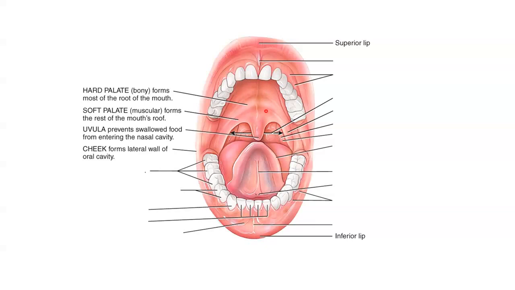The soft palate, which is the muscular, softer part of the roof of your mouth, and then the uvula, which is that hanging projection that when you swallow blocks off your nose so that the food and the liquid doesn't come out your nose.